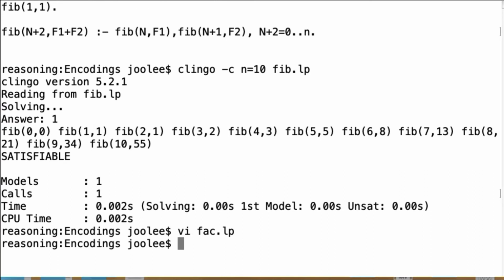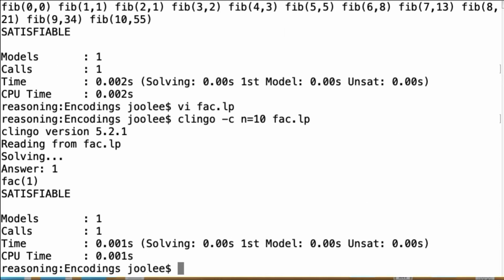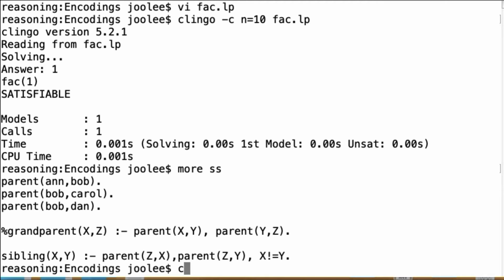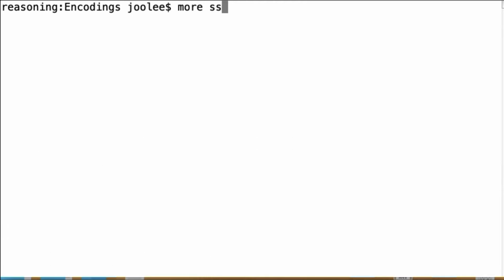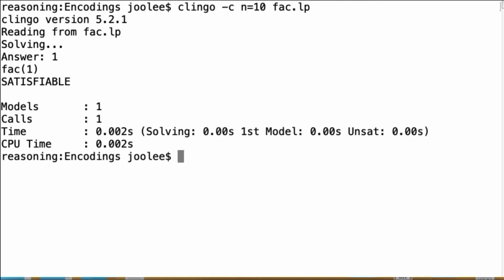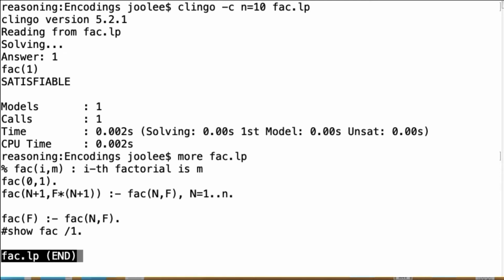Let's play this. I will say maybe the first 10 factorial numbers. Oops. What is wrong? I got only the first factorial. Why? Let me just show this again. So this is the program. In this program, I inserted an intentional bug. Okay, so what is the bug?